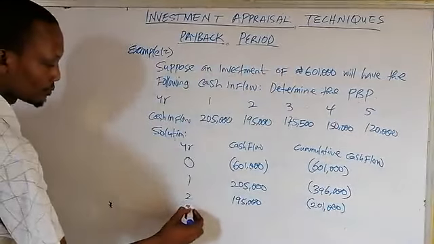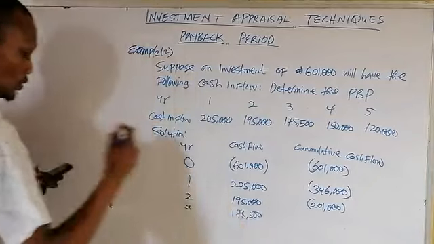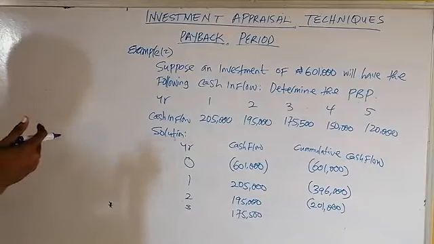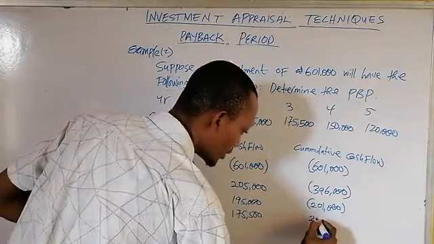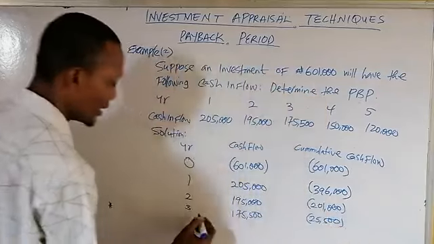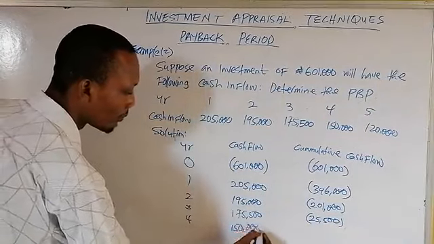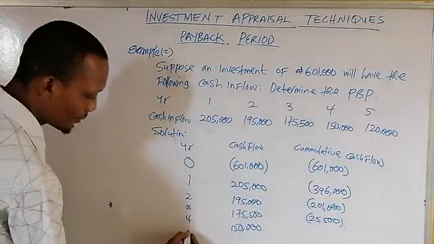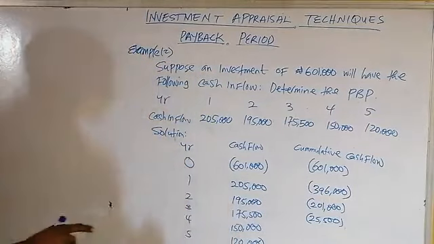In year 3, we have 175,500 as inflow. So you deduct it from what we have there, minus 175,500, and we have 25,500. That's what we have left. So in year 4, we have an inflow of 150,000. In year 5, we're going to have 120,000.